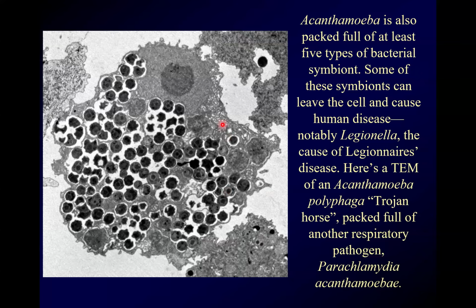This is another acanthamoeba packed full of a different respiratory pathogen called parachlamydia. If you've ever hung out with Dr. Hazelcorn, you might know that there's a number of amoebas that have bacterial symbionts that can sort of hitchhike inside the cytoplasm of the amoeba itself. Exactly what they're doing, well, that's one of the things that she's interested in. I don't think we fully understand that as of yet.